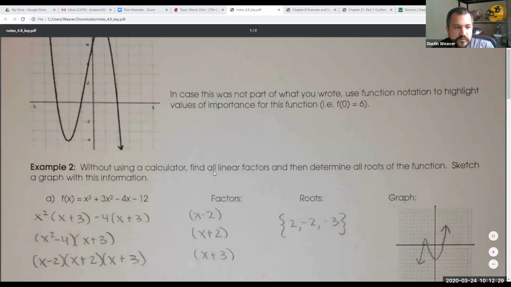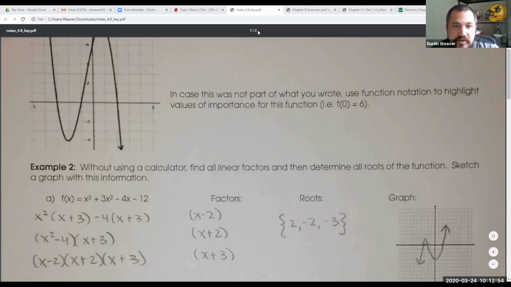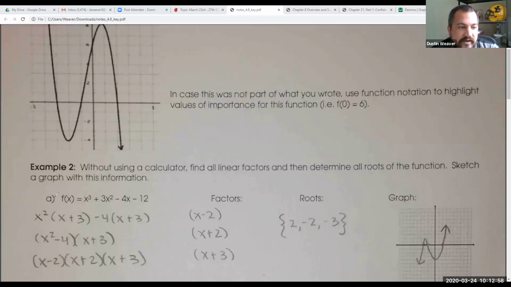I'm going to take you through this kind of slowly. Example number 2, what we are doing here in part A is we are going to factor this, but we're going to factor by grouping. I know that was an earlier topic before we got on Zoom, and I want to make sure that we actually get that topic. So I'm going to talk about it and write a little bit on this.